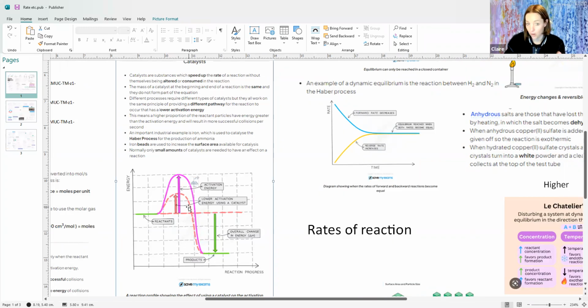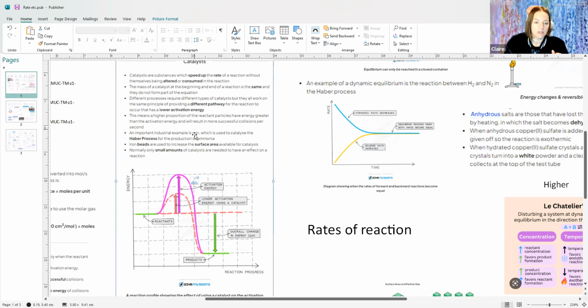Please know how to label these graphs, your energy profiles, okay? So your activation energy will lower because you have that catalyst. Don't forget, transition metals, separate science people, all your transition metals do act as catalysts. For example, iron will act as a catalyst in a chemical reaction, providing a different lower energy pathway for that reaction to happen.